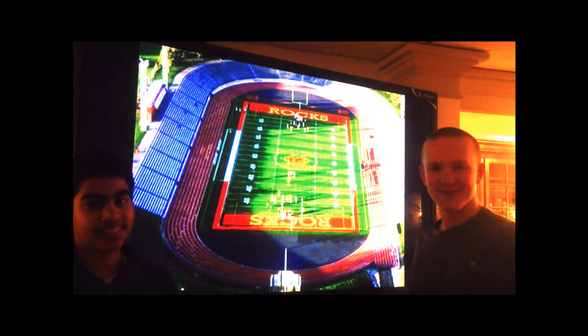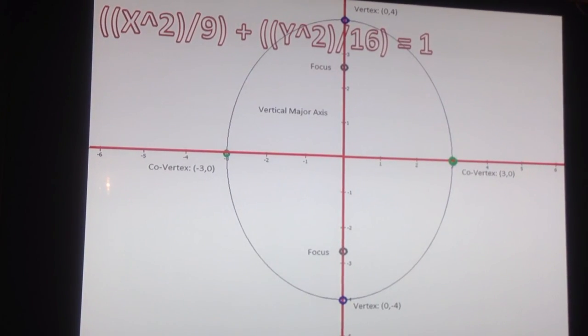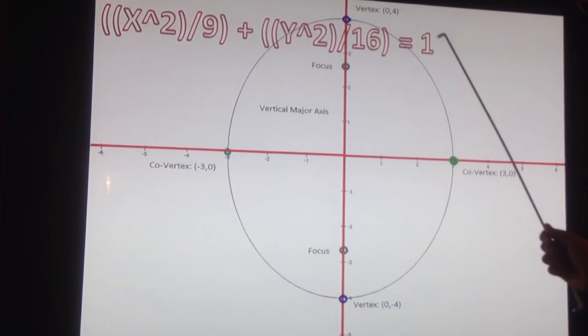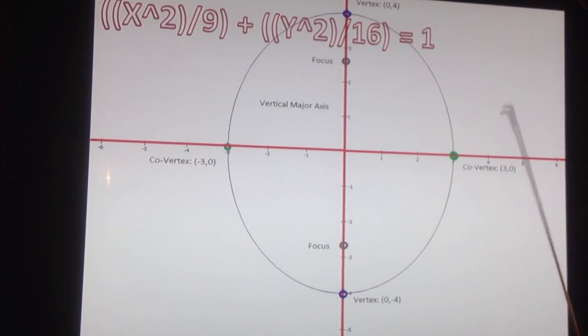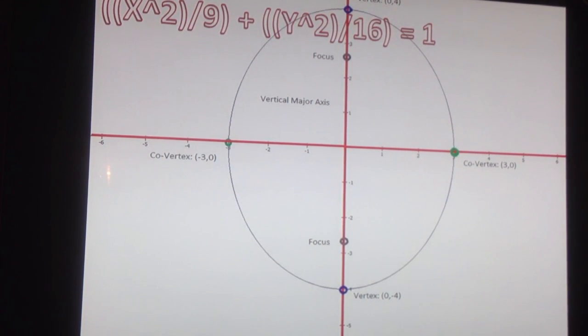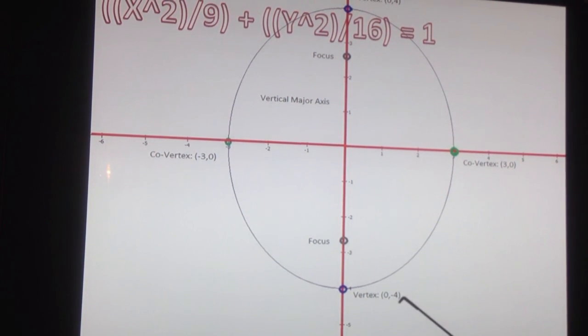That's correct. This ellipse is a representation of the track in the previous image. It is represented by the equation quantity x squared divided by 9 plus quantity y squared divided by 16 equals 1. To find the vertex, we take the square root of a squared, which is 16, and get 4 and negative 4, and map it along the vertical major axis. The vertices are 0, 4 and 0, negative 4.